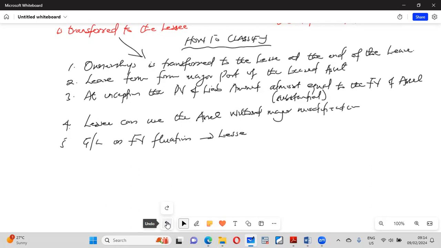Then again, you can also find out if after the primary lease term, the lessee will continue to use the asset or buy the asset at a price lower than the market value, i.e., the lessee can buy the asset after the lease term at a scrap value. All right, at a scrap.